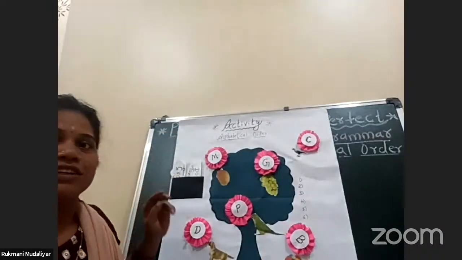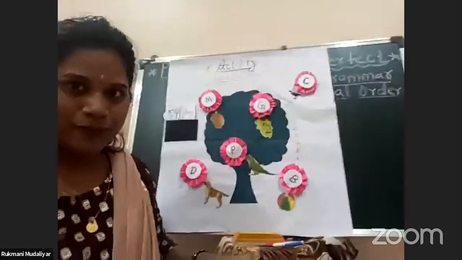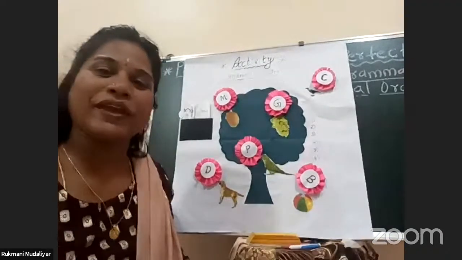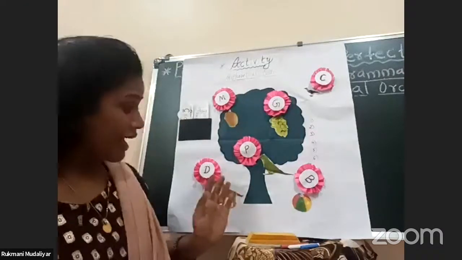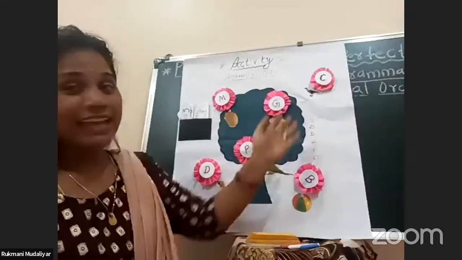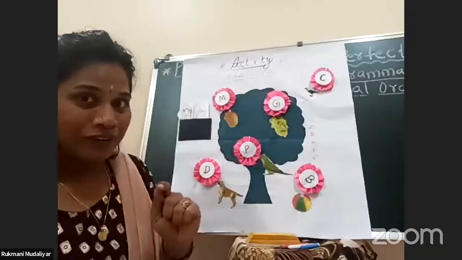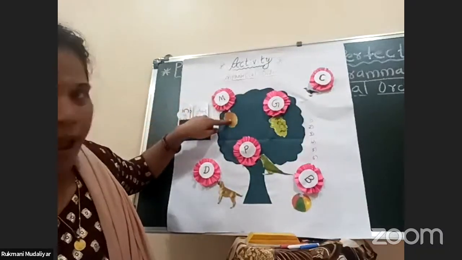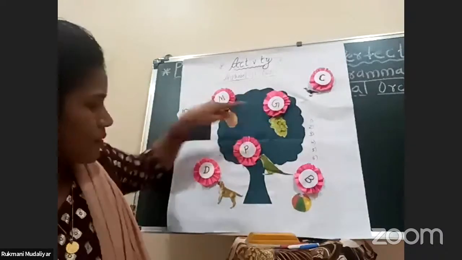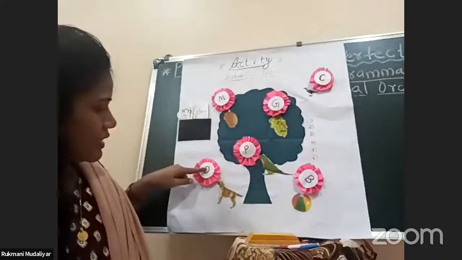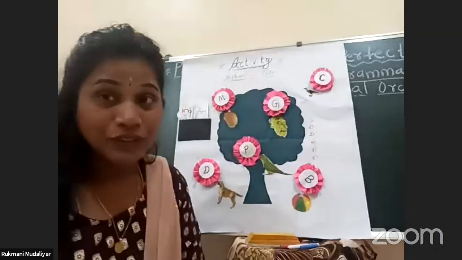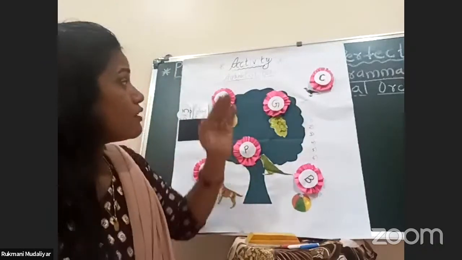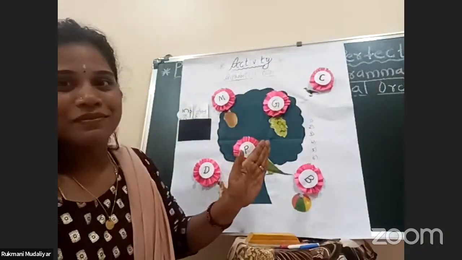Okay, children. Are you able to see this? Dikh raha hai aapko sabko? Are you able to see this? Yes? Okay. Now here, in this tree, there are fruits, animals, toys, and a bird. Okay. Now here, listen first. M for mango, G for grapes, P for parrot, D for dog, B for ball, C for crow. Now, children, you have to tell me which will come first.